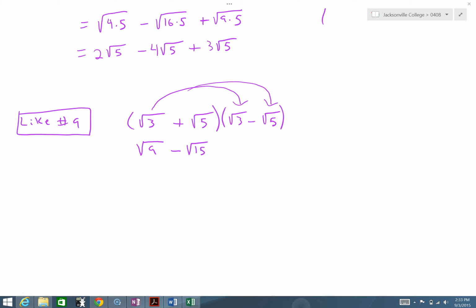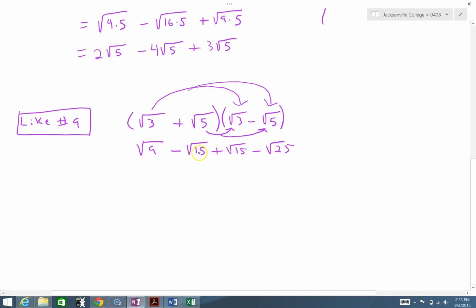Okay, now we will distribute our square root of 5. Square root of 5 times square root of 3 in this case is plus square root of 15. And then lastly, the square root of 5 times the square root of 5 will be the square root of 25.